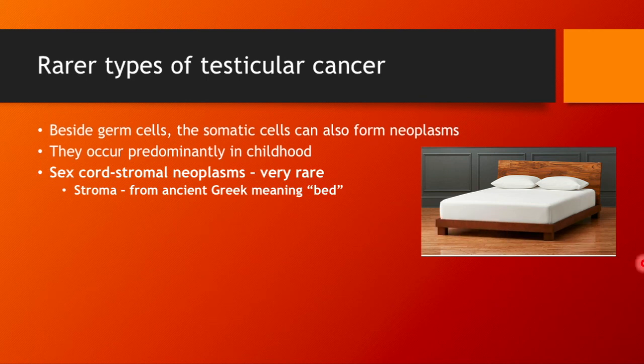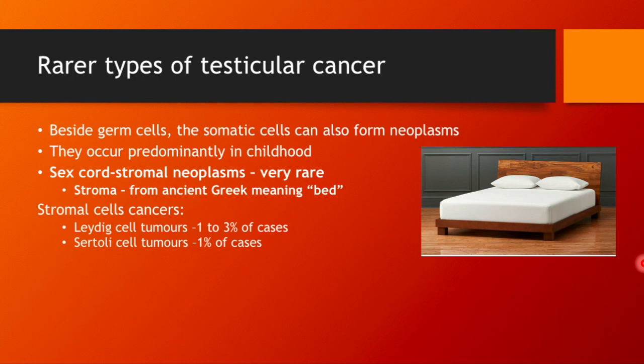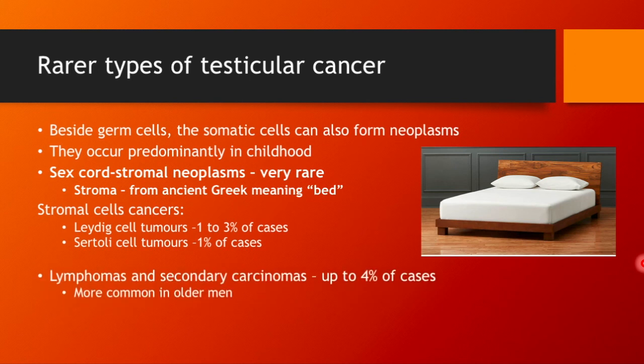When we talk about stromal cells of the testes, we mean either one of these two. Either Leydig cell tumours, which account for 1 to 3% of cases, or Sertoli cell tumours, which account for 1% of cases. And it's clear to see how relatively rare they are compared to the other, like 95%, which are germ cell cancers. Also worth mentioning are lymphomas and secondary carcinomas, which account for 4% of cases. These typically occur in older men, unlike germ cell tumours, which frequently affect younger men.